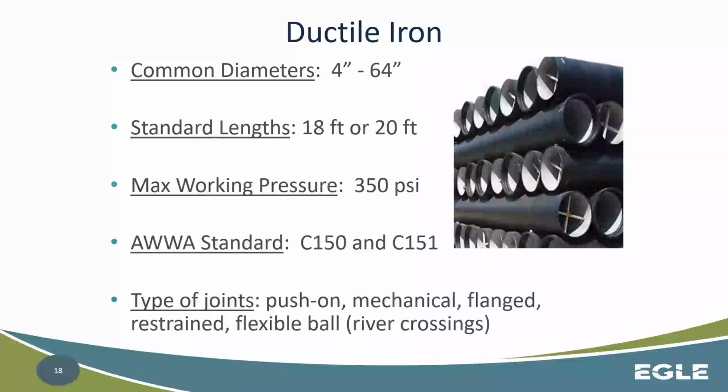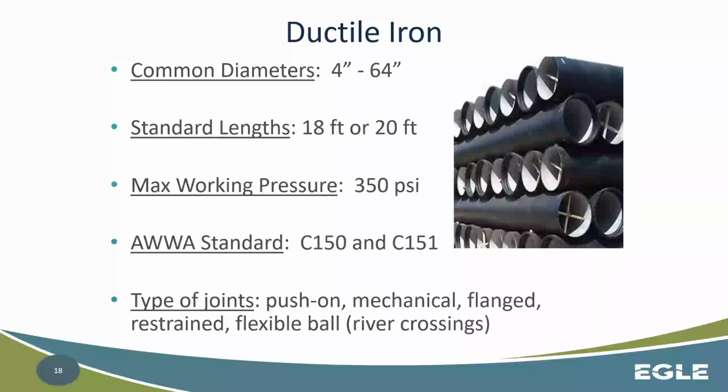So ductile iron, just keep going into it. Common diameters are 4-inch to 64-inch. Standard lengths depend, but typically 18 feet is your typical stick length. Max working pressure is about 350 PSI. Now, those classes can change for pressure, so it's always good to make sure that you know what you're purchasing, know what you're putting in the ground, and make sure those classes meet the PSI that you'll need.